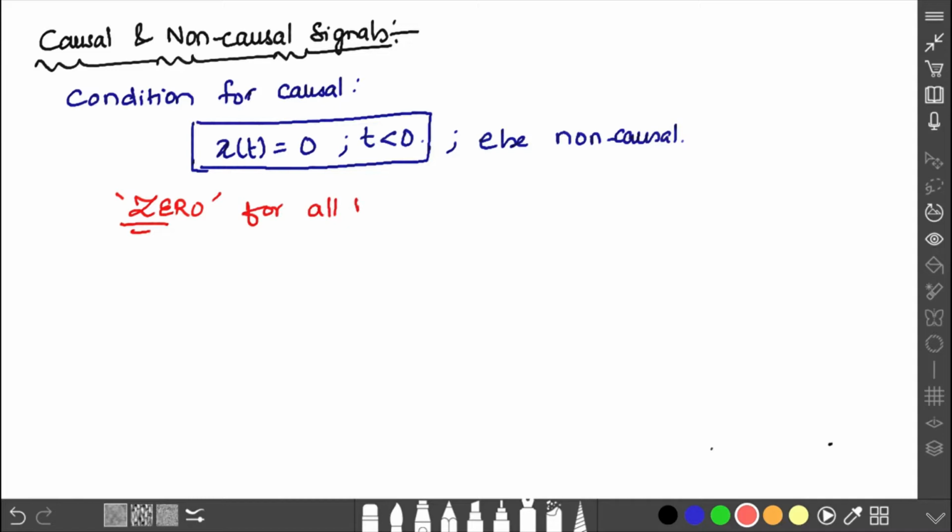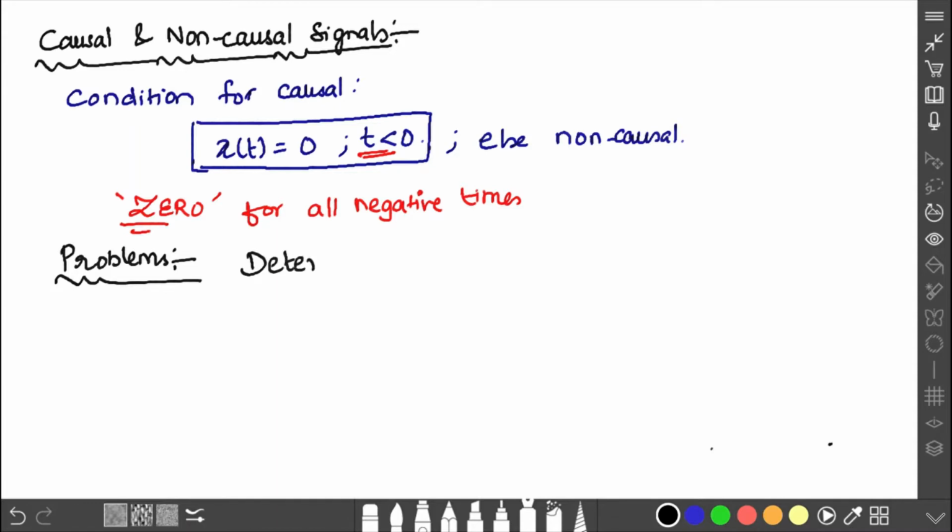So for a given signal, it is 0 for all negative time values. t less than 0 means -1, -2 till minus infinity. So 0 for all negative times. Now we will see some of the problems based on causal and non-causal signals.